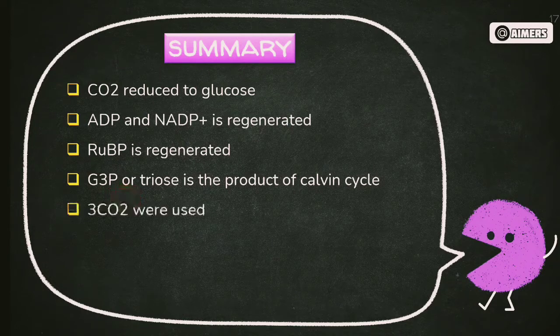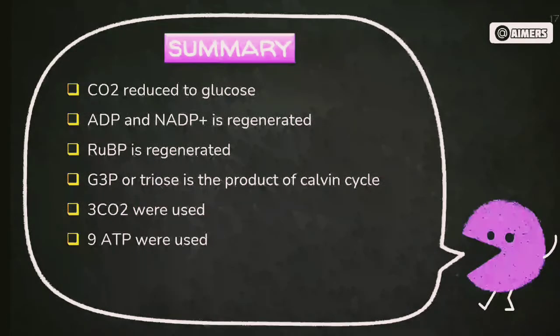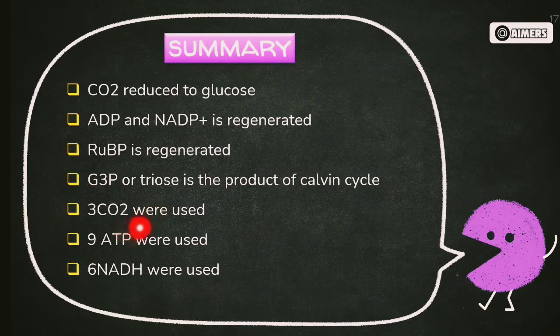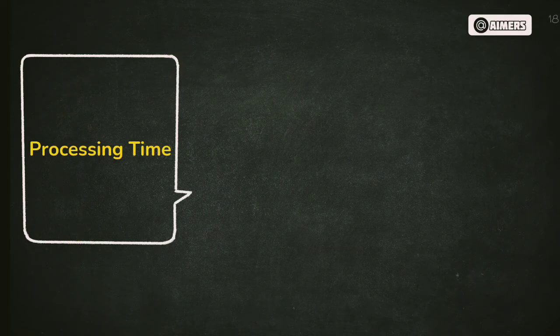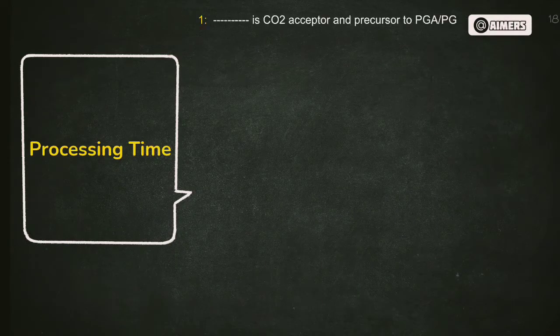Got it? 3 carbon dioxide molecules were used. Okay, 9 ATP were used, and 6 NADPH were used. Do remember, 3 carbon dioxide, 9 ATP, and 6 NADPH. Here I should mention NADPH. So 6 NADPH were used. Got it? Now it's the practice time. Okay, now I have designed some questions for you, and you have to answer those questions.